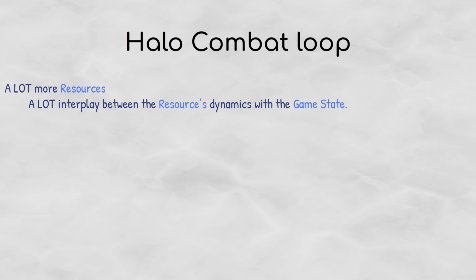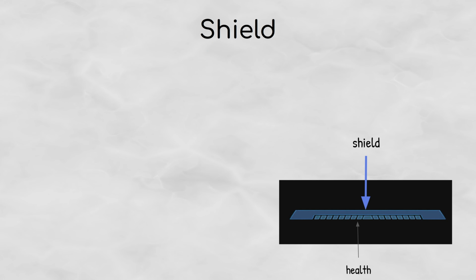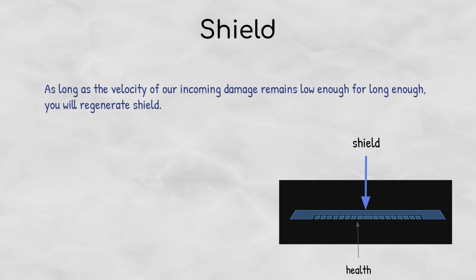So, looking at our Halo example of a combat loop, Halo has a lot more resources to work with, but it also has a lot more interplay between the resources' dynamics and the game state. As an example, Halo has shield, which, as long as the velocity of the incoming damage remains low enough for a long enough time, your shield will regenerate.